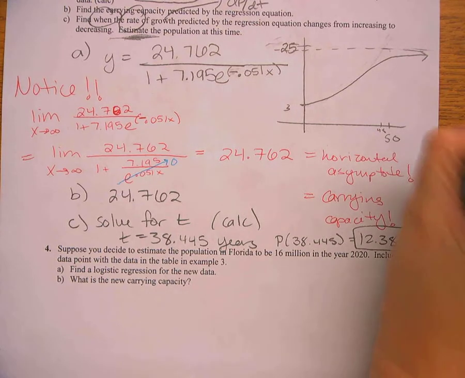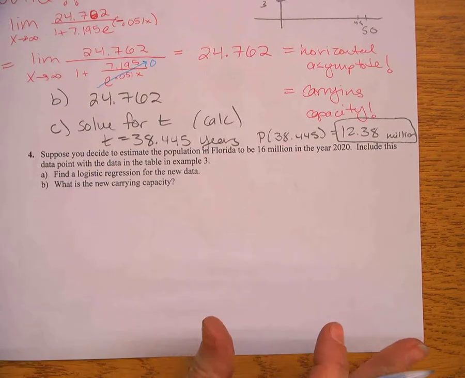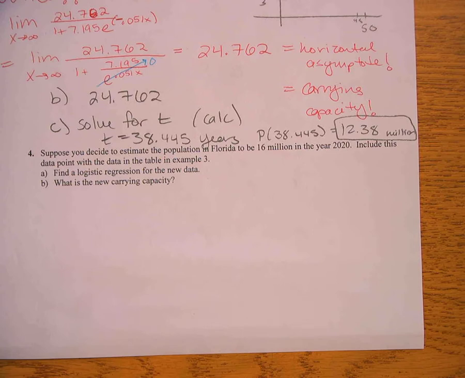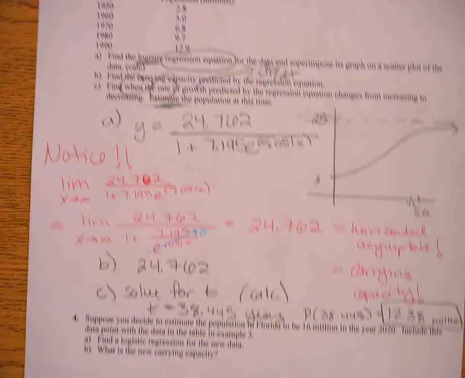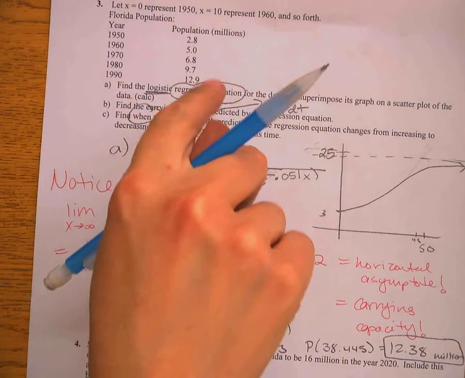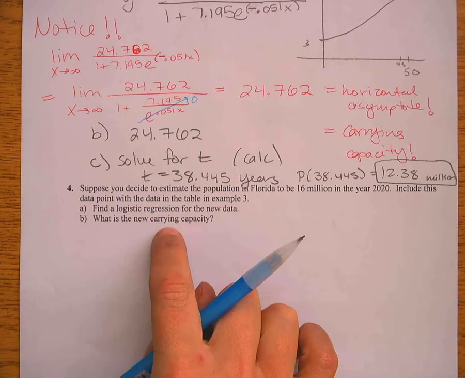Whew. Okay, so that was a heavy use of the calculator there. That was example 3. And then the last one is example 4. Suppose you decide to estimate the population in Florida to be 16 million in the year 2020. Include this data point with the data in example 3. So it's saying add it to this, and then find the new logistic equation and the new carrying capacity. Okay, so that's not going to be so bad.